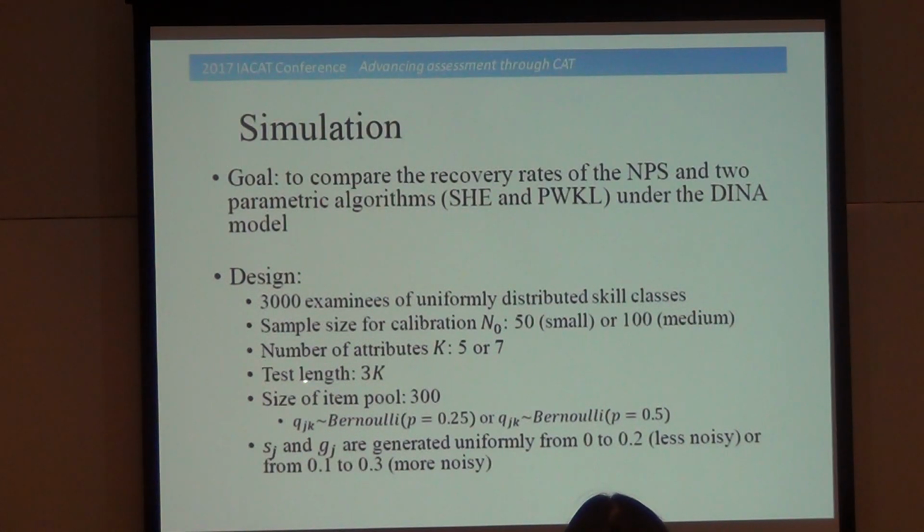The test length then is 3K, 3 times K, and the size of the item pool. The item pool has 300 items, and we construct the item pool by a simple mechanism. Each element of the Q matrix of the item pool follows a Bernoulli distribution with success probability equal to 0.25 or 0.5. In the 0.25 case, there will be more single attribute items in the item pool, but in the 0.5 case, there will be fewer single attribute items in the bank. And the item parameters are generated uniformly from a less noisy case or a more noisy case.